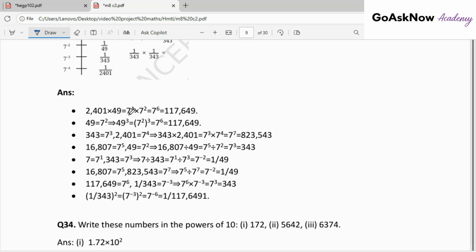Here calculating that, 2401 into 49 is equal to 1,17,649, and 7 power 6 is equal to the same answer. Next, 7 power 7, which is 8,23,543. 7 power 3 is 343. 7 power minus 2 is equal to 1 by 49. 7 power minus 6 is 1 divided by 1,17,649.